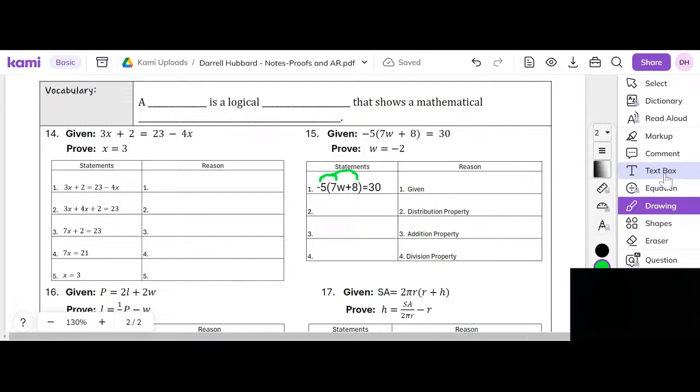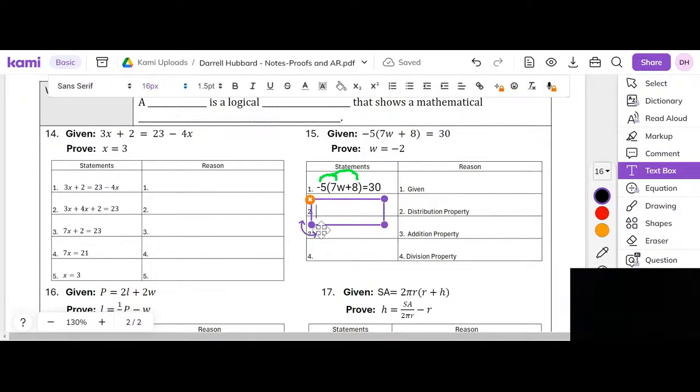Well, why are we multiplying it? Because that's what we call the distribution property. When I take whatever is on the outside of my parentheses and multiply it times everything on the inside. So when I do that, I end up with -35w plus or minus, doesn't really matter, a -40. And that's going to be set equal to 30.